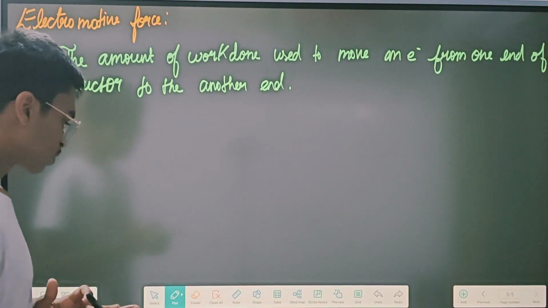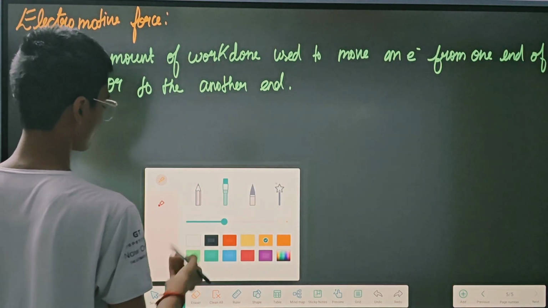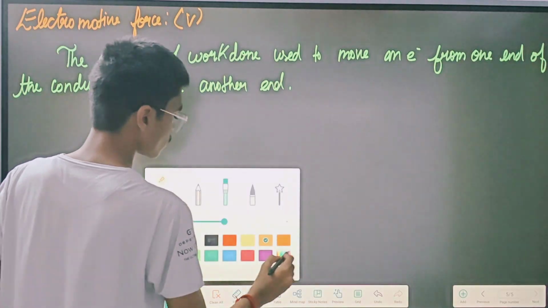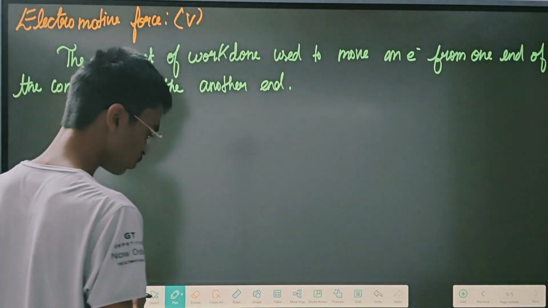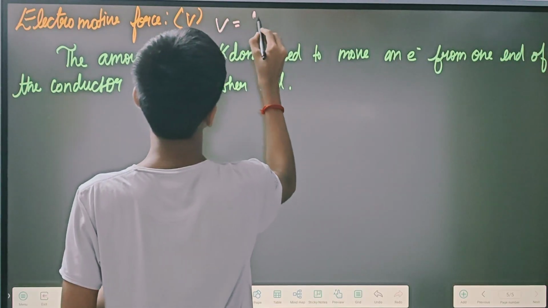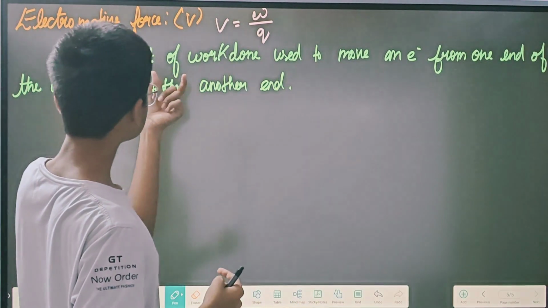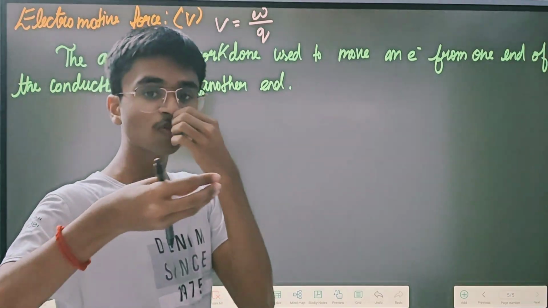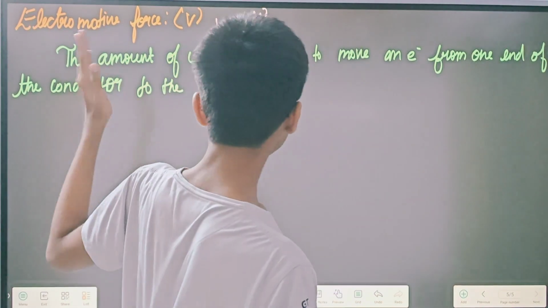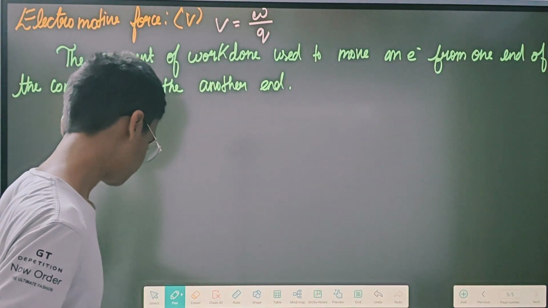Okay, so this is what it is. This total term is represented as V. So when you are writing it, you can write V is equal to W by Q, because it is the amount of work done that is required to move an electron. Electron is what? Electron is a charge. So that is why we can say work done per charge.